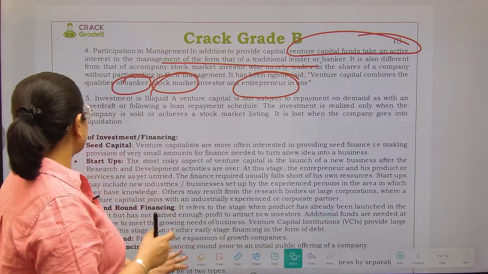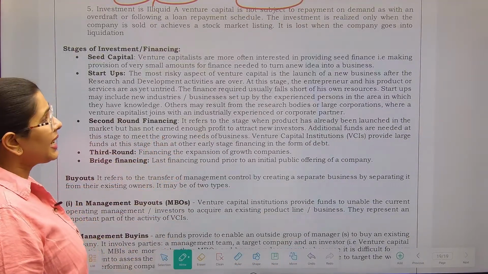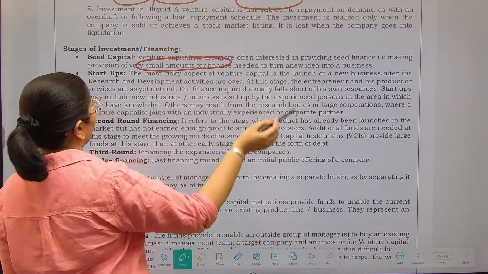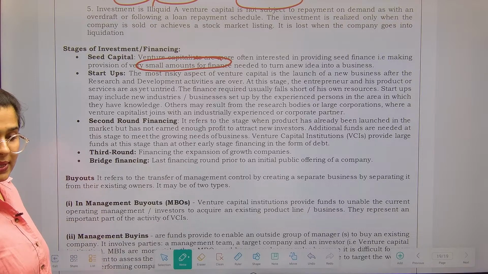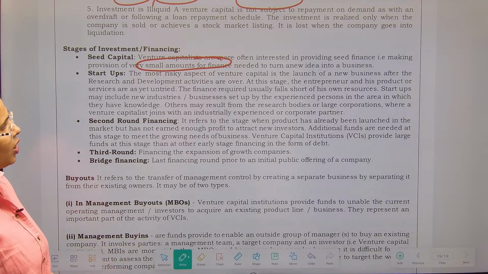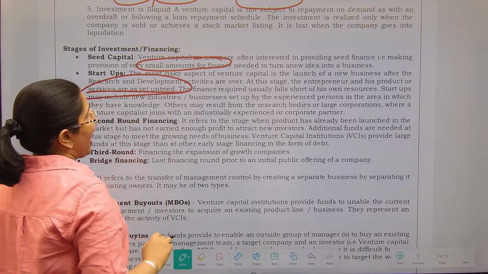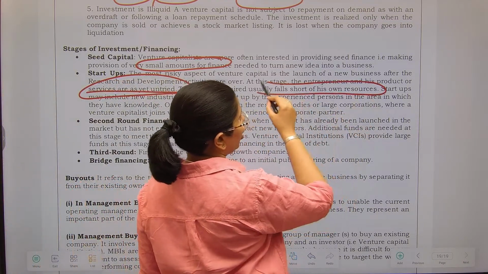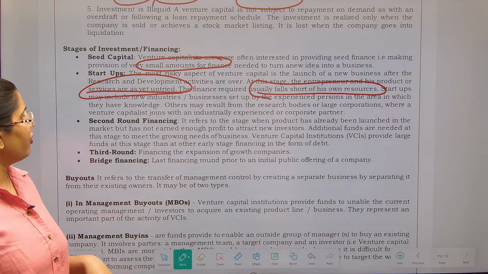Next is stages of financing. So initially, seed capital. Seed capital means a very small amount of finance which is provided for a new idea. Then we have startups. When a new business is launched, when a new idea is launched, at this stage the entrepreneur and his products are yet untried, and the finance which is usually required falls short of the owner's funds. So that is why startups also need such kind of financing.